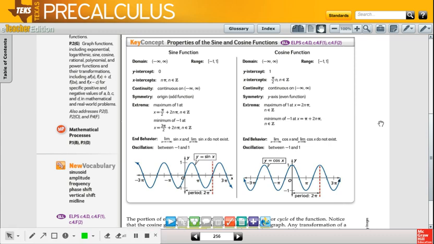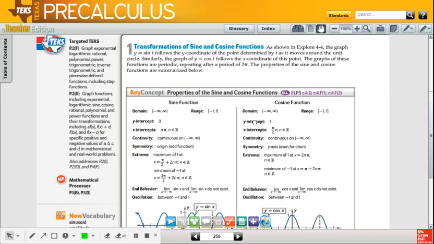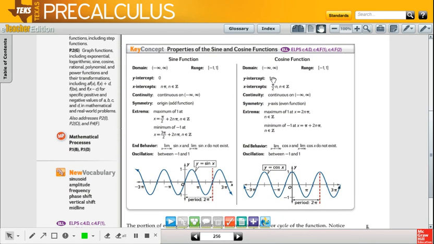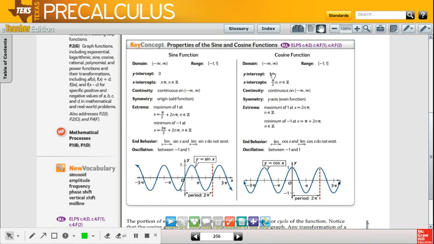So we're going to go into 4.4, graphs of sine and cosine functions. And we're also going to include transformations, so just graphing sine and cosine functions. But in this class, we're just going to focus on the transformation given the equation, not so much the graphing. But you still need a basic understanding of how to graph as you progress into your higher level math classes.